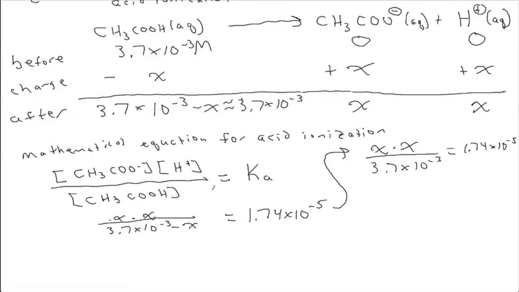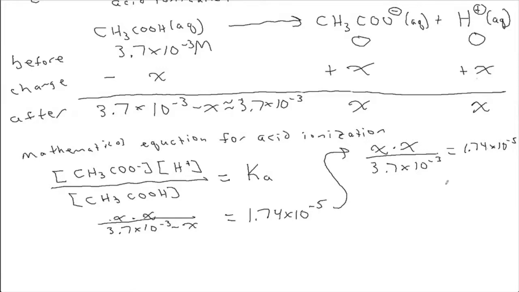If you don't use this trick, you would have to use the quadratic formula. But I don't think your instructor expects you to ever use the quadratic formula. So whenever you have these subtractions in the denominator, you should always approximate it by just treating the X as negligible. All right, does that make any sense? Do you see where I got this equation from now?